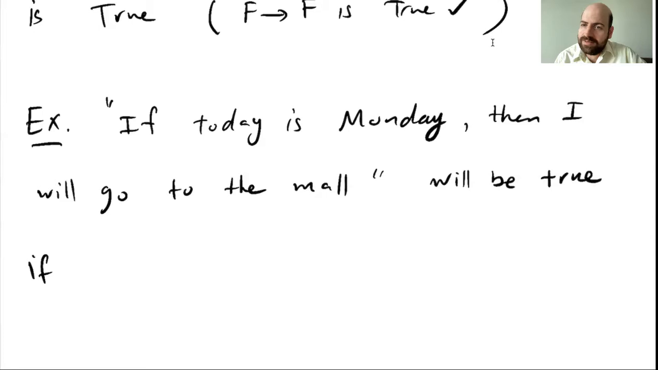of a statement, inverse of a statement, and also contrapositive of a statement. So let's look at the definition of each of those. So converse, inverse, and contrapositive of a conditional statement.